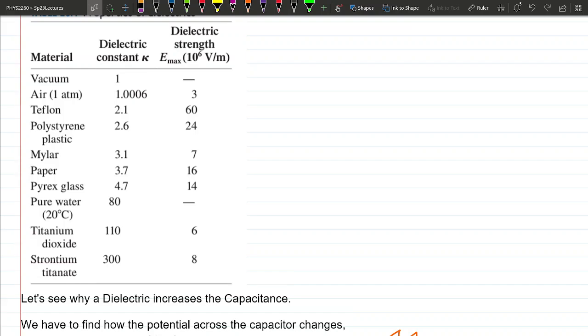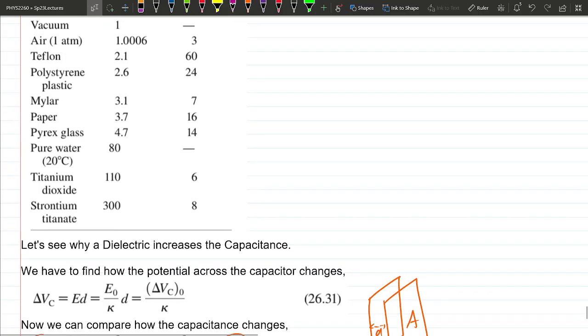If you buy fancier electronics such as the ones in your phone, you have to make very, very small capacitors with very high capacitance, and therefore you make them out of titanium dioxide or strontium titanate. These are kind of expensive materials that you have to go mine in Central Africa or something like that. Interestingly, pure water actually has a very high dielectric constant.